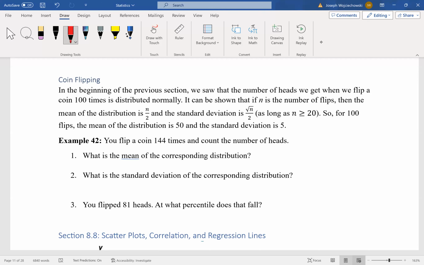So let's flip a coin 144 times and count the number of heads. What is the mean? Well, we flipped it 144 times. So our mean is 144 divided by 2, which is 72. What is the standard deviation? Well, our standard deviation is the square root of 144 over 2. The square root of 144 is 12. So we have a standard deviation of 6.